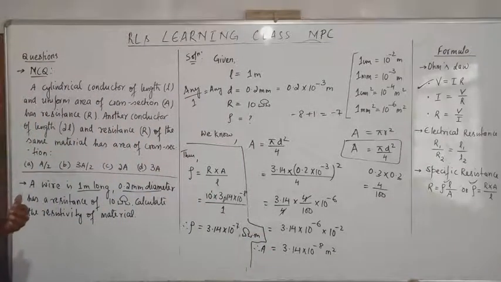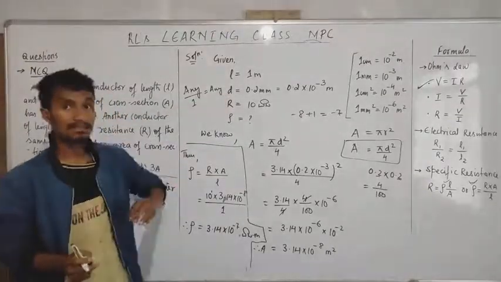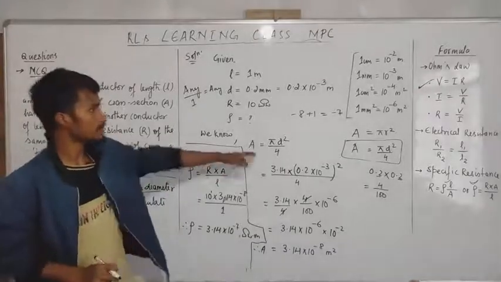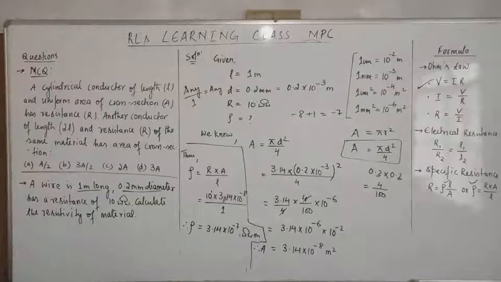Look, in this question, what is not given? Area is not given. Diameter is given. In that case, you need to find the area first. Area is pi d square by 4. Okay. Then now we'll come to the next question. Let me rub this one first.